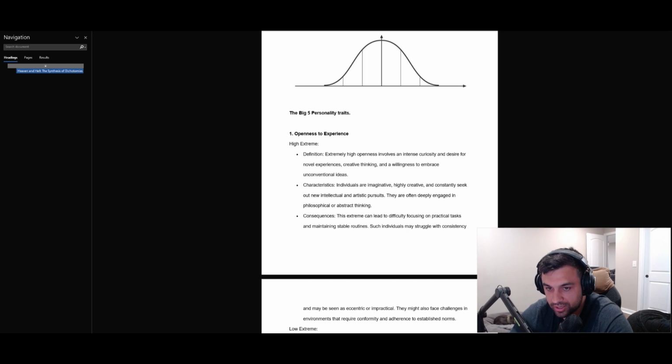So extremely high openness involves an intense curiosity and desire for novel experiences, creative thinking, and willingness to embrace unconventional ideas. Characteristics include imaginative, creative, and constantly seeking new intellectual and artistic pursuits. They are often deeply engaged in philosophical or abstract thinking. So they like new concepts, they like new ideas to incorporate into this holistic understanding of the way the world works. So you can almost say higher openness is associated with more right brain thinking, or right brain dominant thinking.